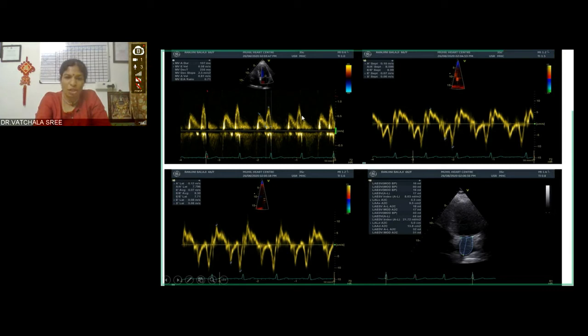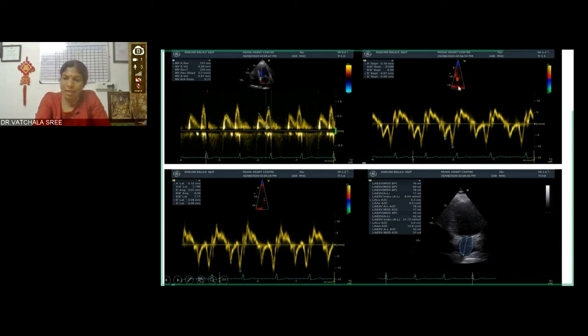Okay, there are still some of us who, as soon as we see this pattern, say this is grade 1 diastolic dysfunction. Why we say that is because the E wave is smaller and the A wave is taller. Here the E wave velocity is 0.58 and the A wave velocity is 0.81, and the E by A ratio is 0.71. So it is less than 0.8.